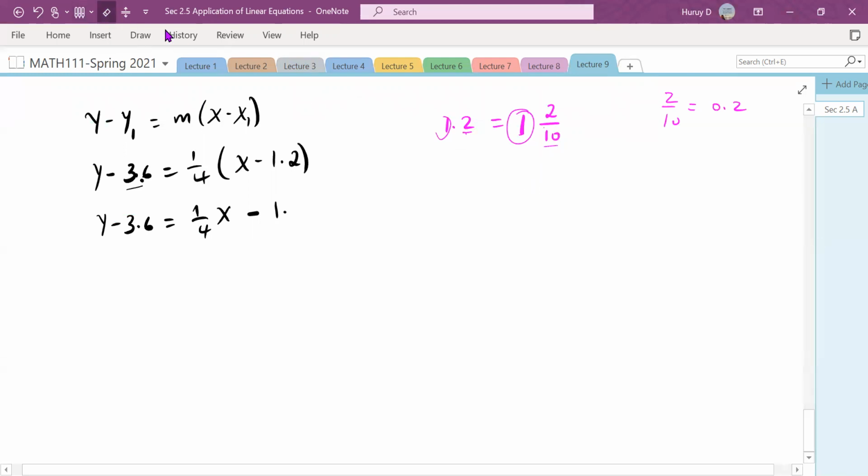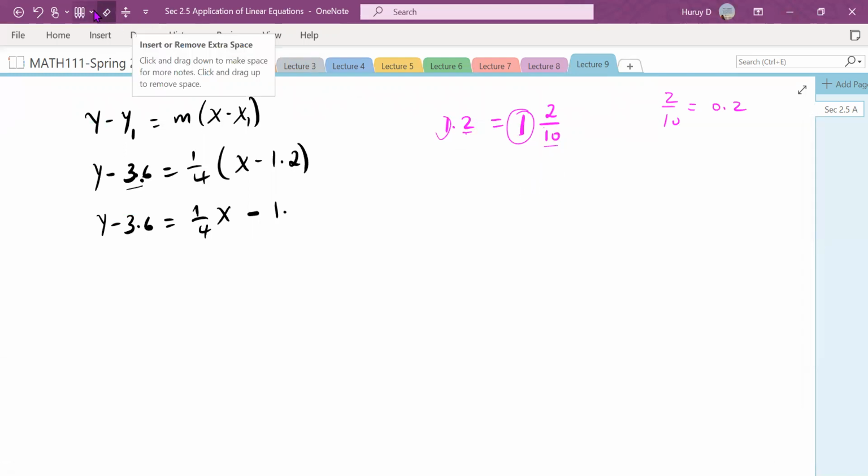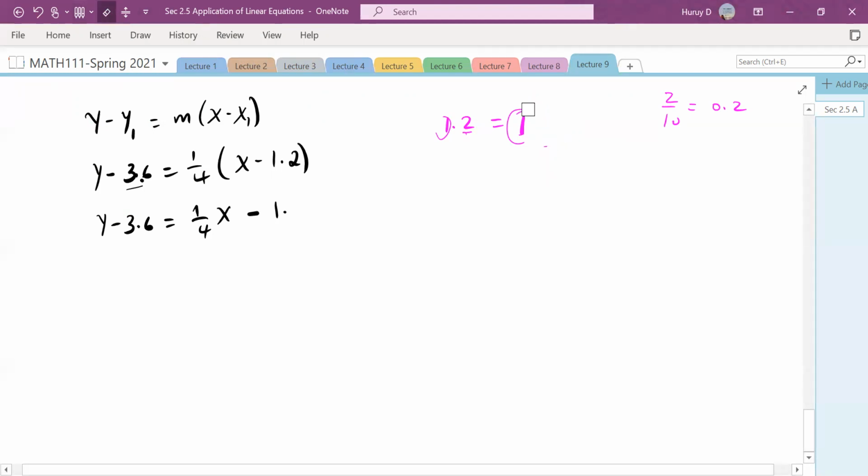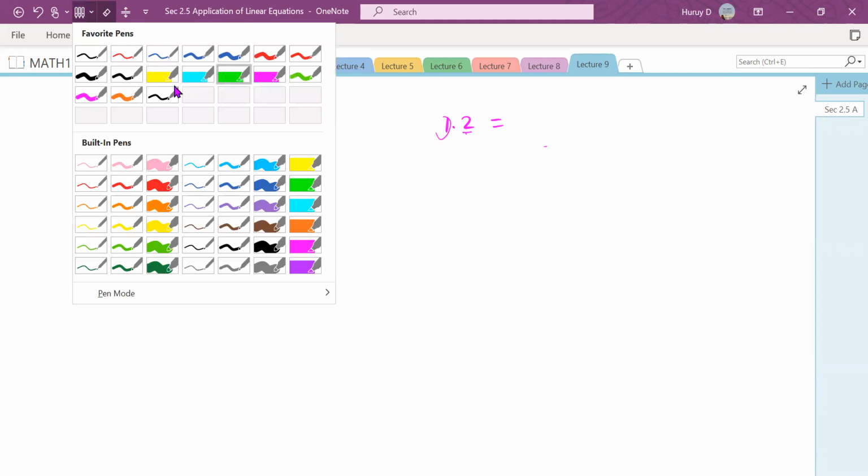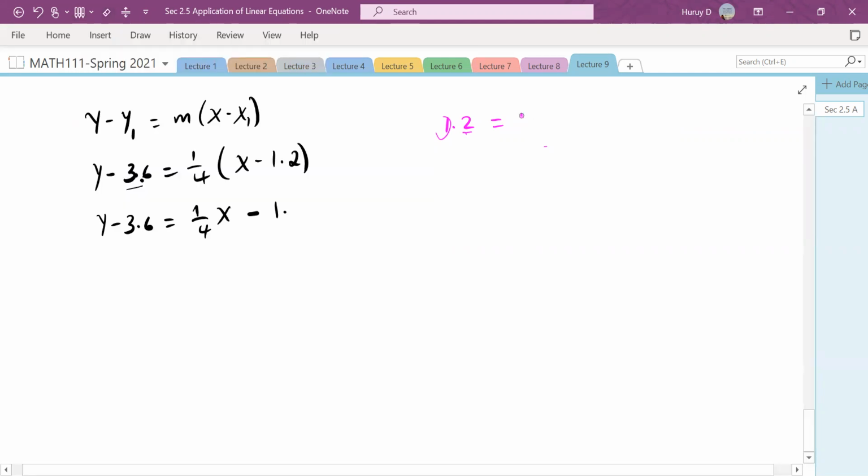Or you can even do it this way. Just to make it easier, I will write this as 1 plus 2 over 10. And if you simplify this, 2 over 10 means 1 over 5. So that will be 5 plus 1, which is 6 over 5.